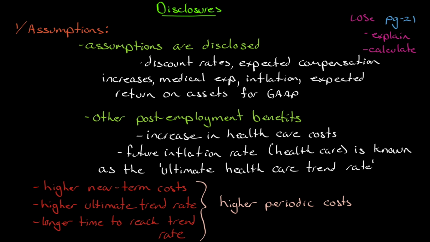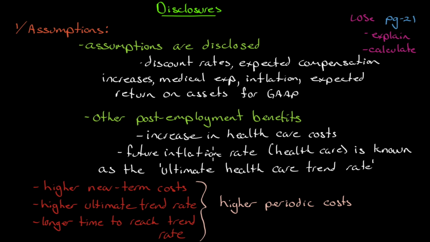And the assumptions are disclosed. They're in the notes to the financial statements in the proper section. And we'll get assumptions on the discount rates, the expected compensation increases, medical expense, inflation. For GAAP, the expected return on assets that they're assuming will occur. For IFRS, the expected return on assets is the discount rate, so there's no big deal there. We're also going to get a lot of assumptions about other post-employment benefits, the big one, of course, being healthcare. So increases in healthcare costs over a period of time. And we're going to get assumptions about what they think the future inflation rate is going to be in healthcare.